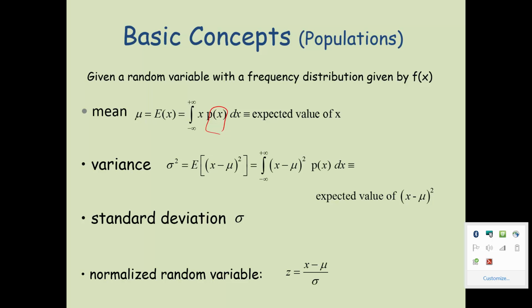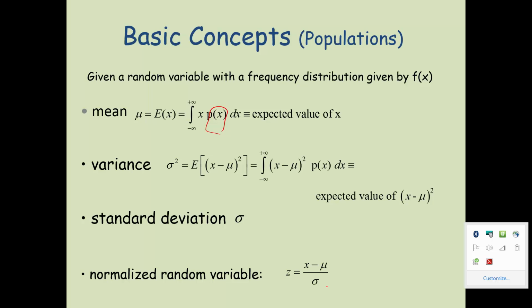The variance, sigma squared, is the expected value of the difference between a value x and the mean value squared. That is, x minus mu quantity squared. So that's the expected value of that difference squared. And that can just be calculated as the integral from minus infinity to plus infinity of x minus mu squared times p of x dx. The standard deviation then is just the square root of sigma squared, which of course would be just sigma.